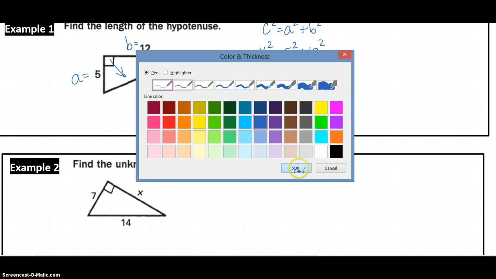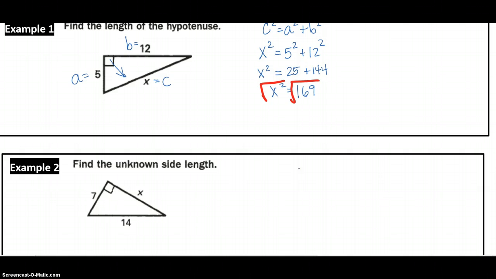yeah, you might remember this. If you square root both sides, the square and the square root undo each other. They're inverses of each other, and you just have x equals. And then does anybody remember the square root of 169? 13.